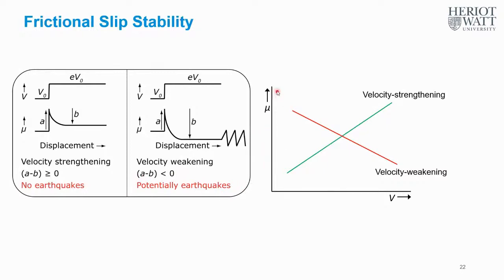This figure on the right-hand side also shows velocity strengthening versus velocity weakening behavior. So here we plot mu on the vertical axis and velocity on the horizontal axis. And as the name already says, velocity strengthening behavior gives here a positive slope, whereas velocity weakening behavior has a negative slope.